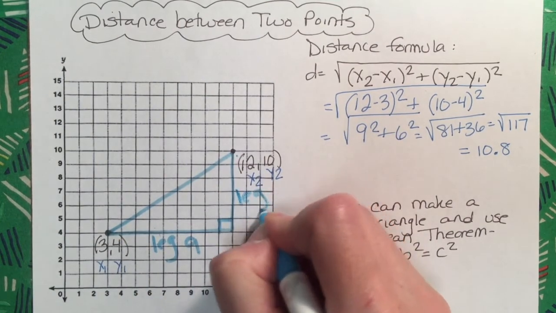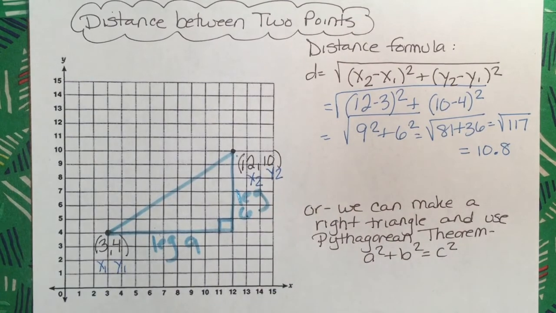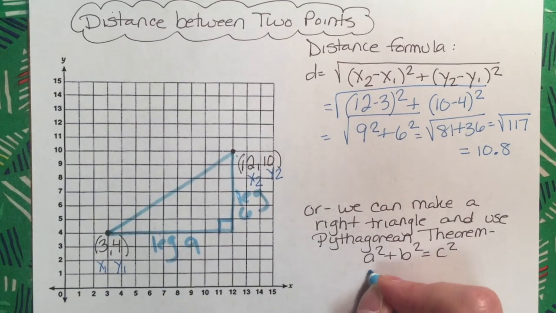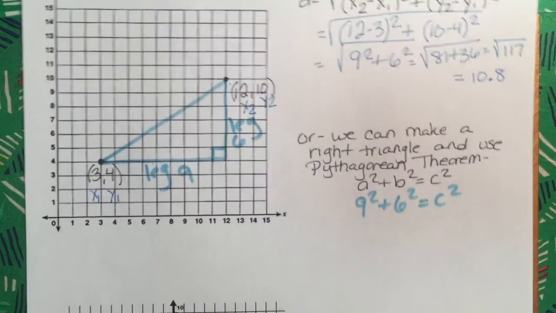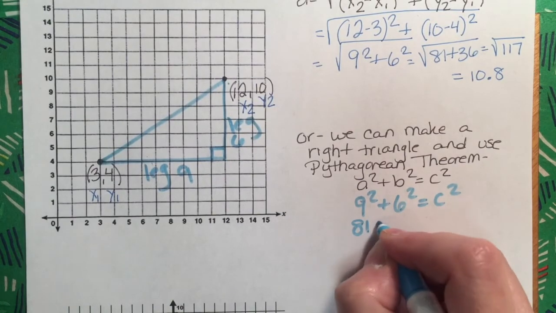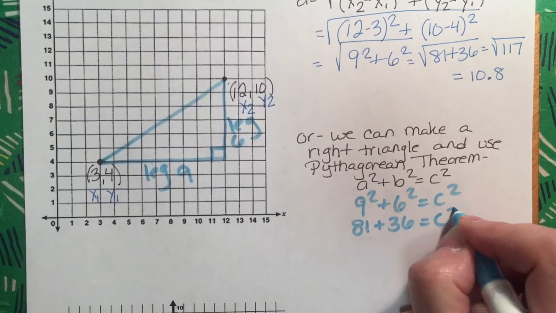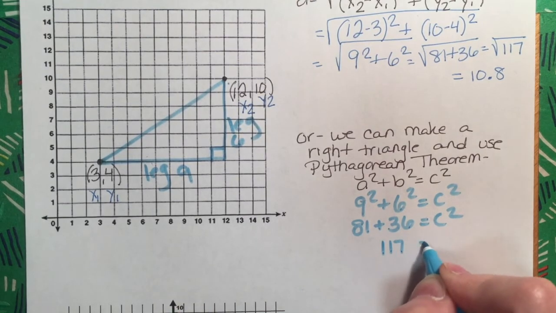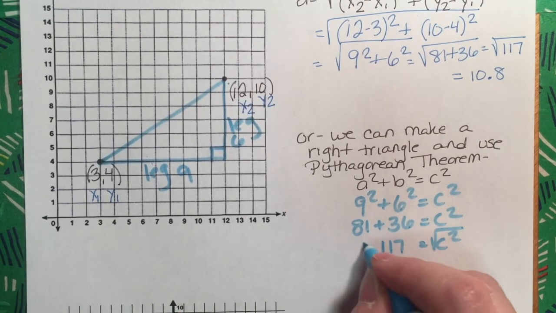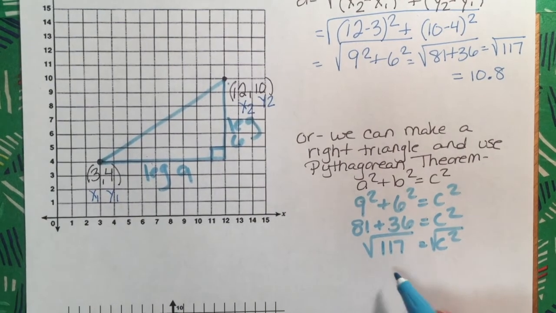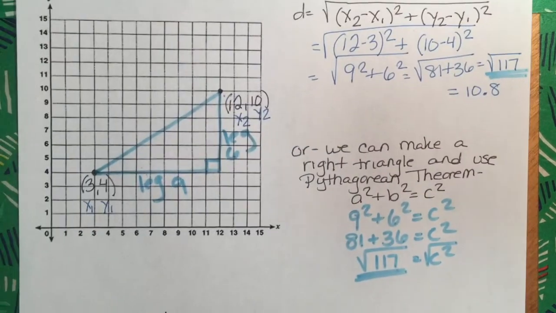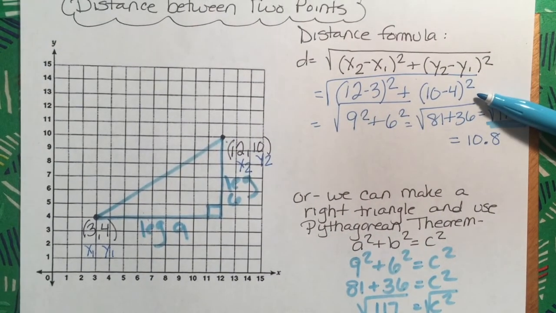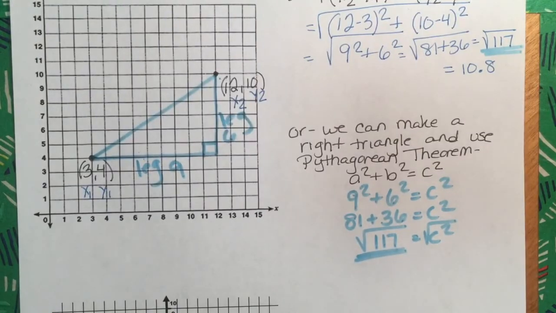So this is another leg, and it is 6 units long. Well, we can just do that then. We can just say 9 squared plus 6 squared, right? Look at what's happening. 81 plus 36, 117, square root both sides, and look at what we got here. Square root of 117, square root of 117. It is the same calculation. The distance formula is the Pythagorean theorem. It's just written a little bit differently.